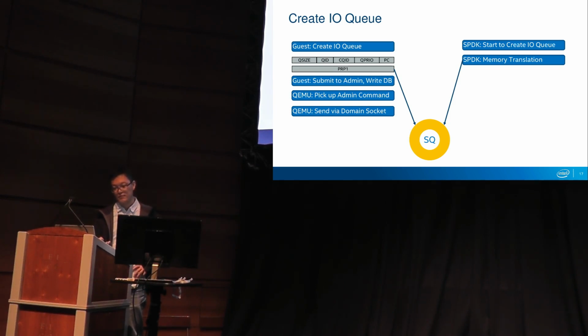And the QEMU will capture this admin command and send it via the vhost domain socket to the slave target. And then SPDK will get this command and do the memory translation. Here the memory translation is from GPA to HVA, the guest physical address to the host virtual address. So after this step, both SPDK and the QEMU can see the same submission queue now. This is the same for the completion queue.